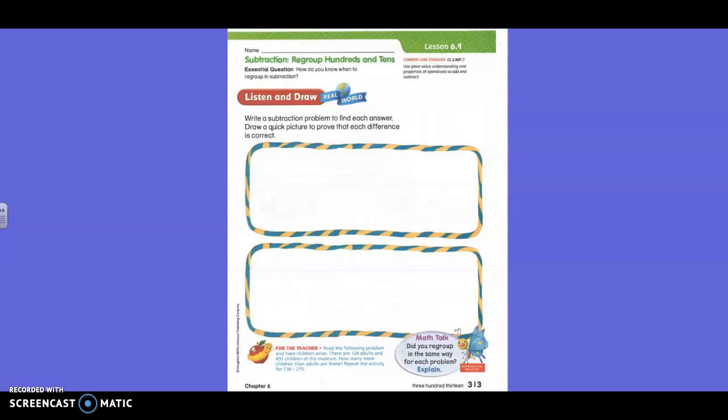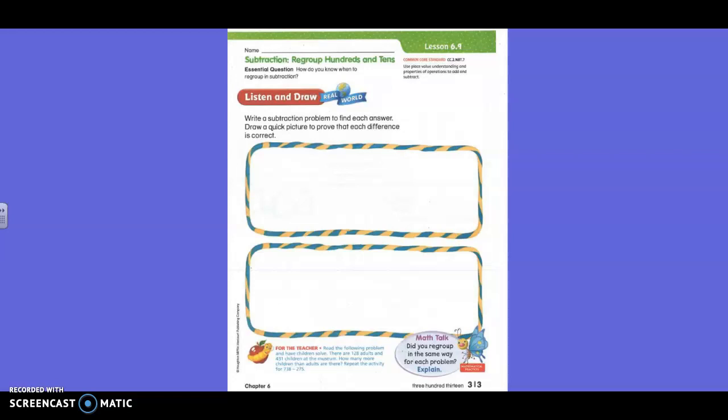Hi, second grade. Today you're going to do subtraction, regrouping the tens and the 100s today. You're going to have to borrow both 2 times. Okay? We'll get to this when we get to the next one. Alright, the next page. First, we're going to do some review problems.